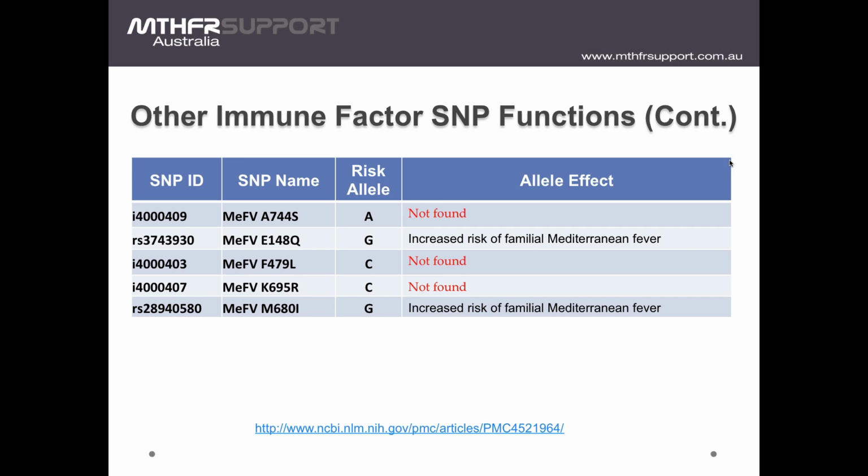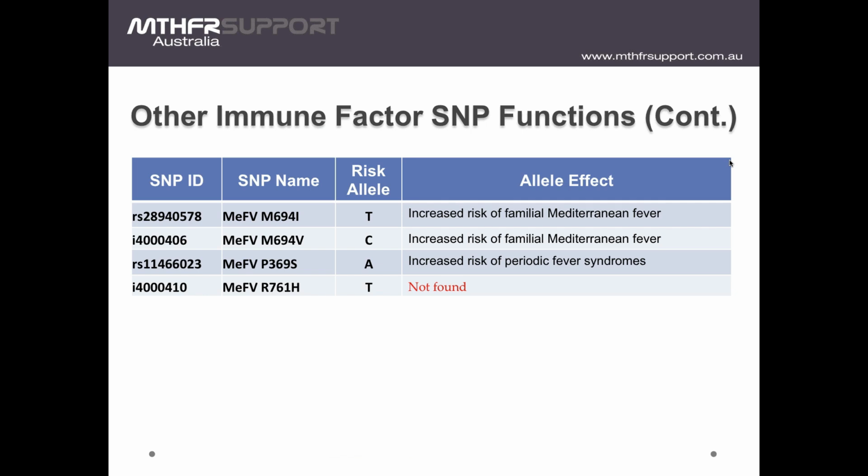There's more than 80 MEFV gene mutations, and a few mutations they say completely delete the pyrin, and others just reduce it. And I think that's probably the key thing, is that if you're getting a reduction, you're getting a reduction in the ability to control this inflammation.